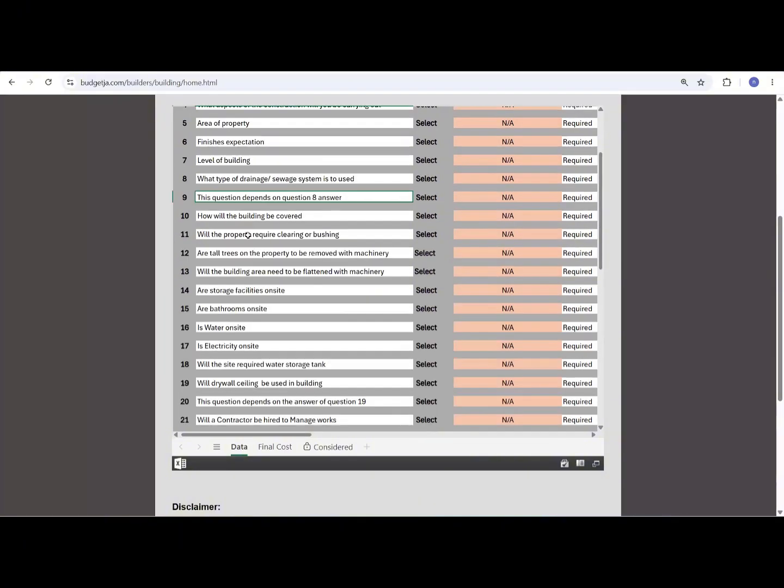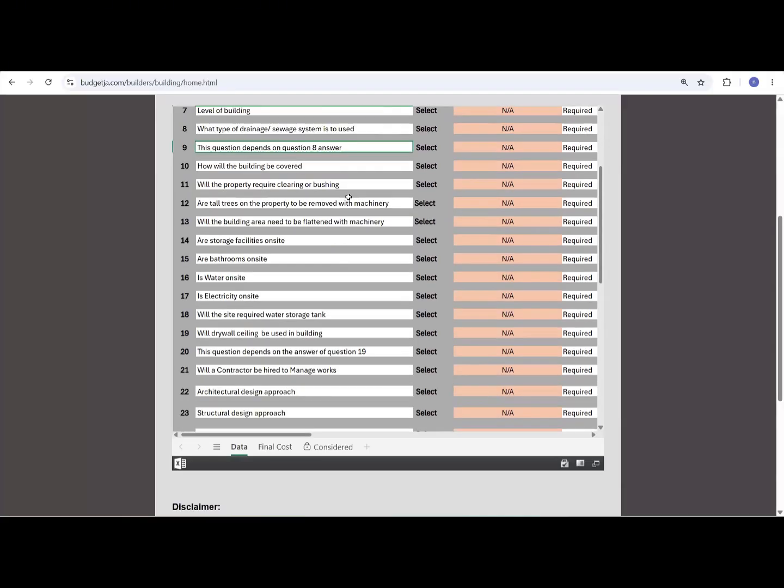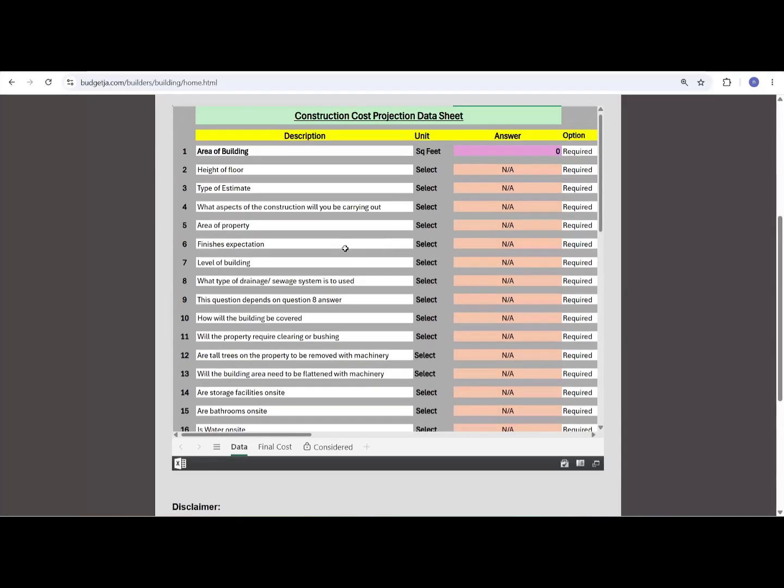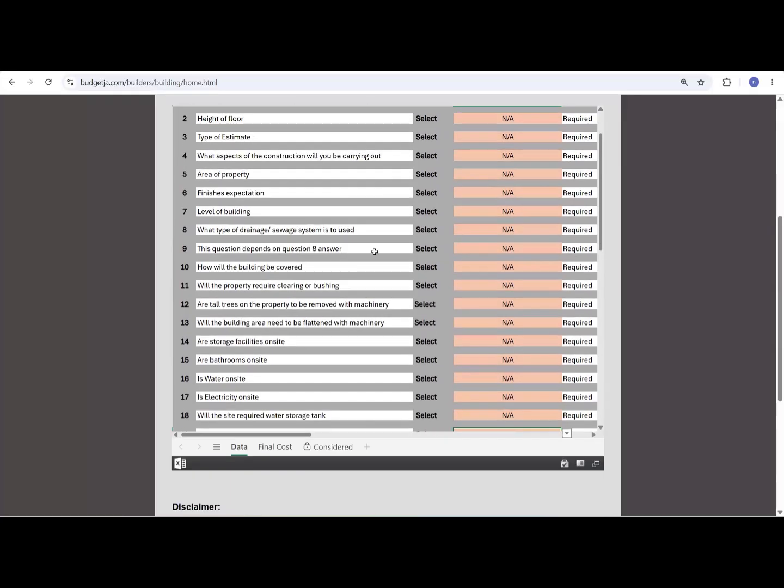Now, there are two questions of these 24 that are not many times going to be mandatory. And that is question 9, because question 9 depends on the answer at question 8, and question 20 depends on the answer at question 19. Depending on what you select for these, you'll get a statement in the question after. So for instance, this is saying, will driver ceilings be used? And let us say I put it at no. Question 20 will tell you to skip the question because it now becomes irrelevant. And it's the same thing at question 9.